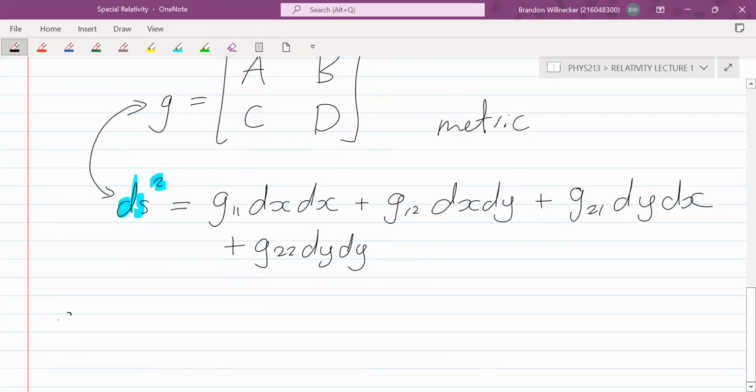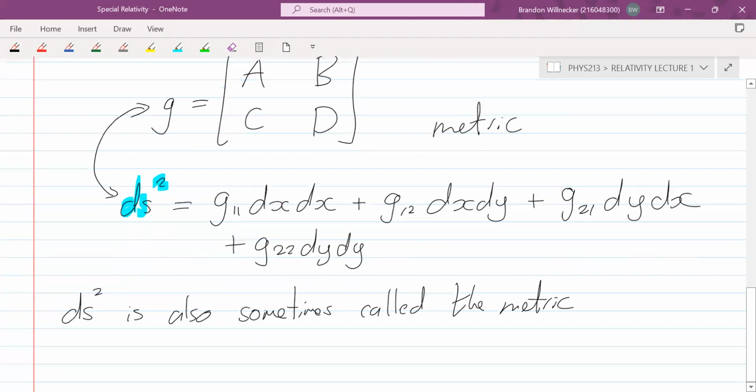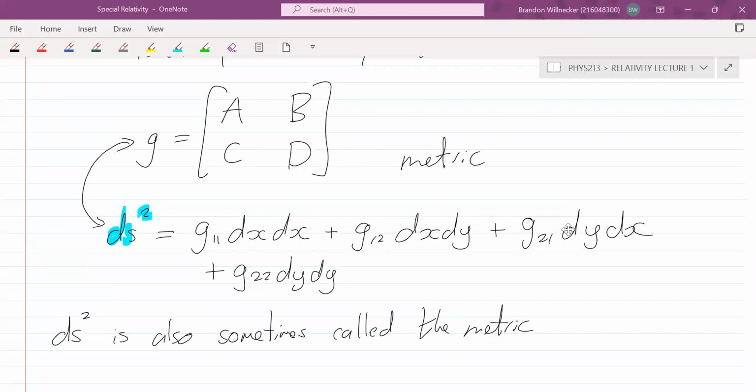So ds squared is also sometimes called the metric. Okay, well, that's a bit of notation. We will go between this g and this ds squared. We'll call both of them the metric, but it's important to know what is what.